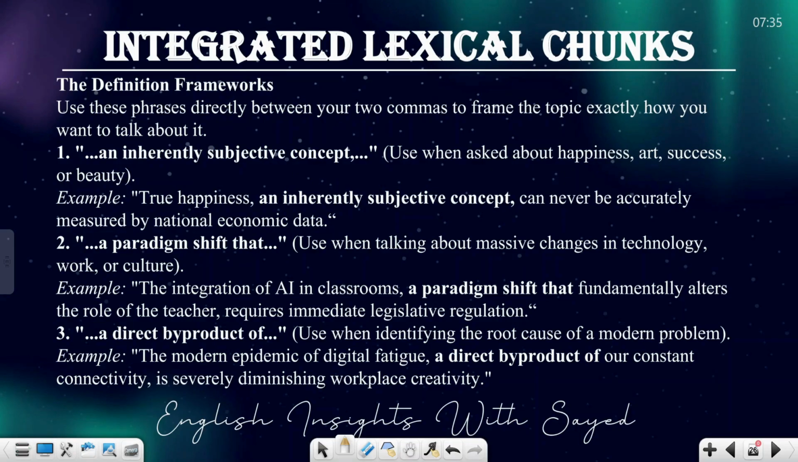The definition frameworks use these phrases directly between your two commas to frame the topic exactly how you want to talk about it. An inherently subjective concept.